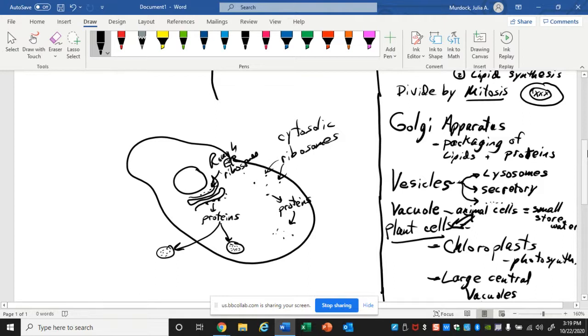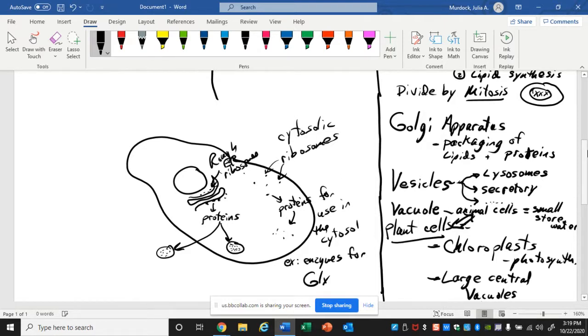Cytosolic ribosomes are making proteins for use in the cytosol. For example, these proteins might be enzymes used in glycolysis. If you remember, glycolysis happens right there, free in the cytoplasm, floating around, right? And you need enzymes in order for glycolysis to work. And enzymes are made of protein. So proteins that would come from cytosolic ribosomes would just be floating free in the cytosol and might join in to help break down glucose into pyruvic acid, which is what glycolysis does. Okay, there, that was a teachable moment.